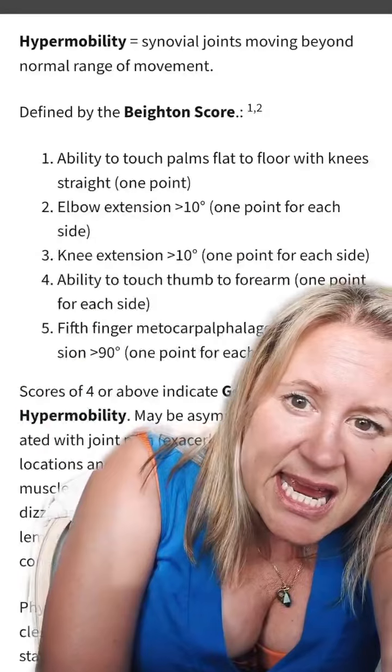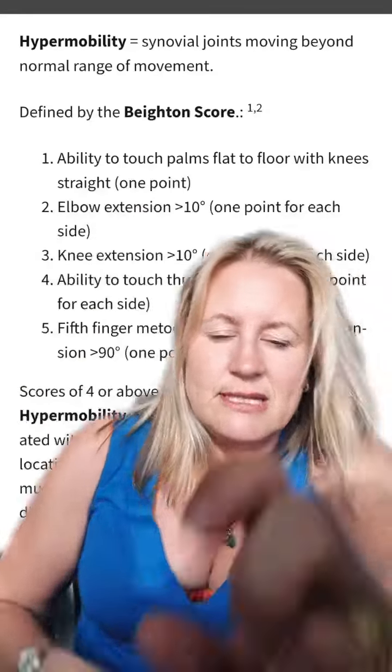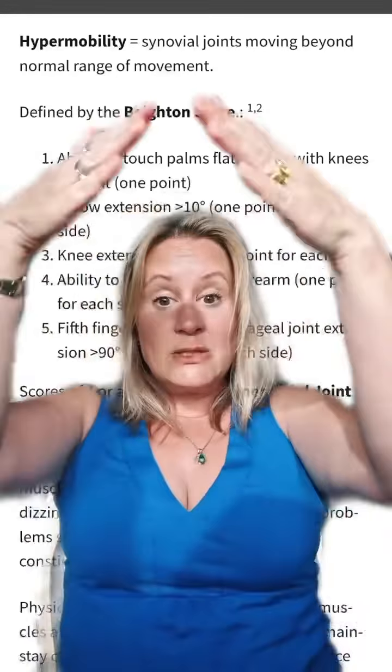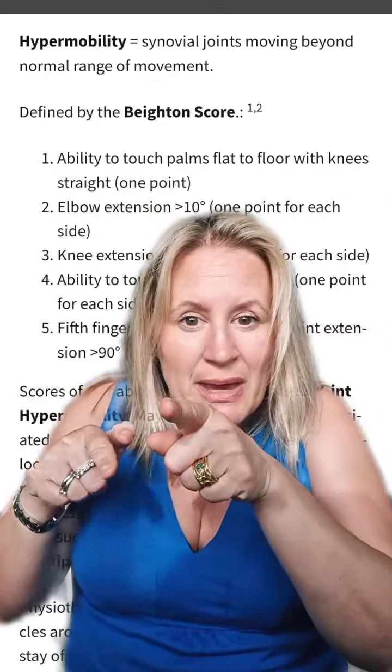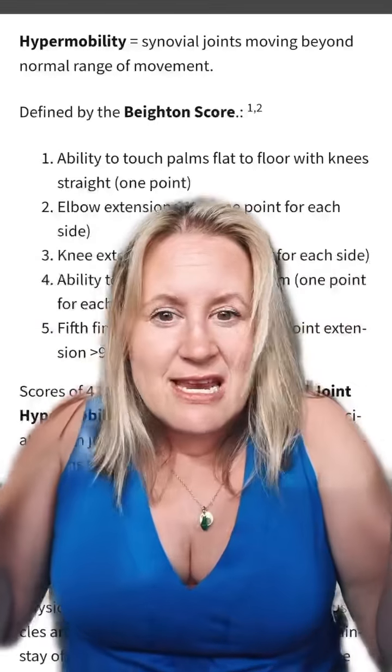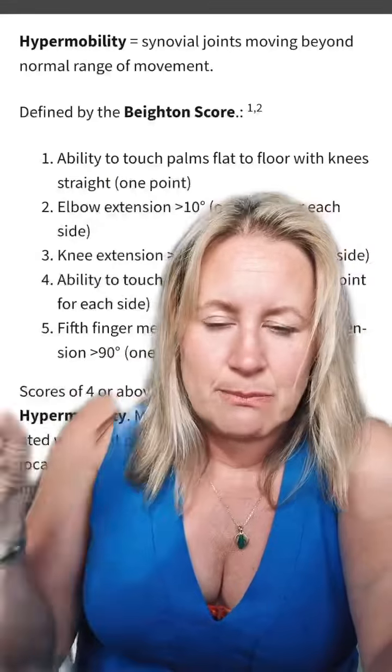Number 3, knee extension. So again, this is a point per leg. It's when you stand completely straight and you lock your knees. Do your knees bend backwards a bit at the knee joint? I've seen other people do this. My legs don't do that. But that is another indicator and is a point per leg.